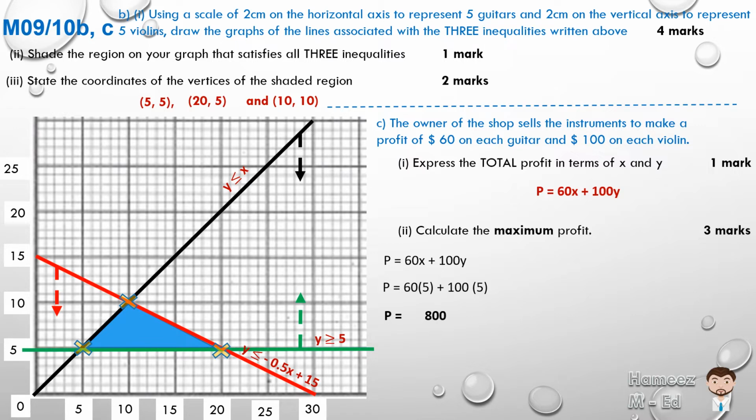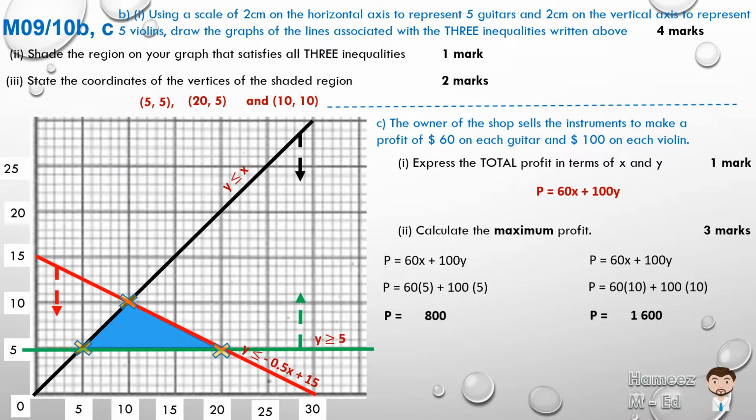If we're considering the point on top, let's substitute P is equal to 60x plus 100y, and we know x is 10, y is 10 at that point. So if we substitute 60 by 10, 600, plus 100 by 10, 1,000. So the profit is $1,600. So the second vertice, where it satisfies all three inequalities, shows it makes a profit of $1,600 if we were able to sell 10 guitars and 10 violins, satisfying all three equations.